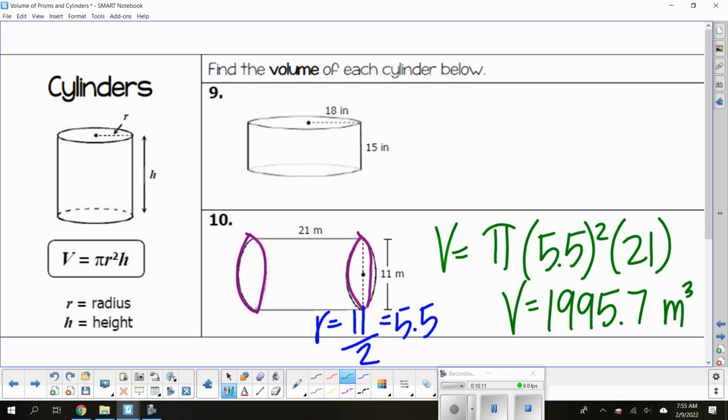If you use the pi button, or you might use 3.14, that might change your answer a little bit with our rounding. So just keep that in mind. We will keep that in mind when we do this as well.